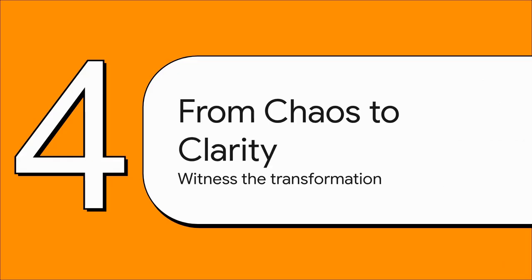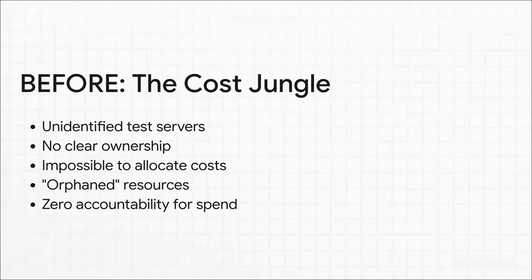All right, enough theory. We have our house, we have our rooms, and we have our labels. Let's see what actually happens when you put this simple system to work. I want you to see the transformation because it is immediate and it is dramatic. This is the before picture. This is the cost jungle, and it's probably pretty familiar. You've got servers running that nobody even remembers spinning up, resources with no owner, so nobody's responsible. It is literally impossible to allocate costs to the right teams, and my favorite, orphaned resources, just floating out there, silently wasting your money hour after hour.